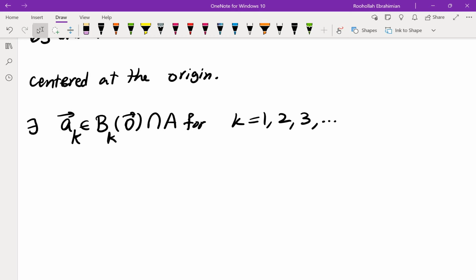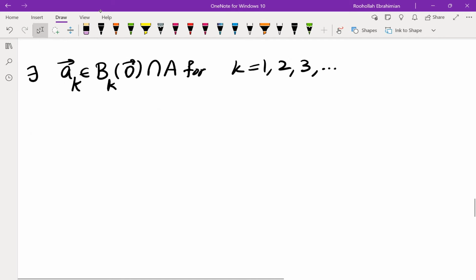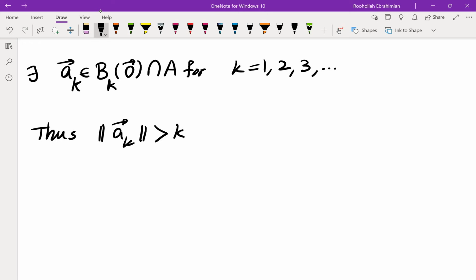So we can create this set. Now we created a set with norm of AK greater than or equal to K, because it is not inside the ball of radius K centered at 0, which means its distance to the origin is at least K. Now we will have to show that in fact this sequence does not converge.